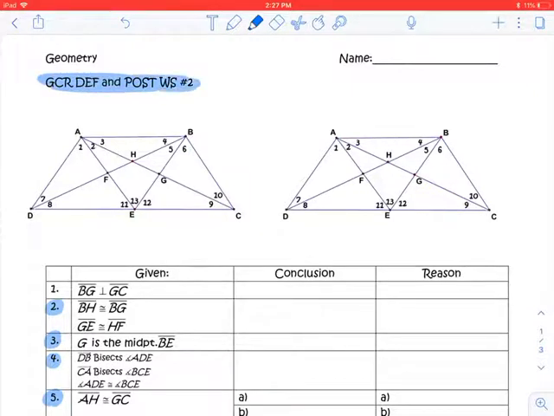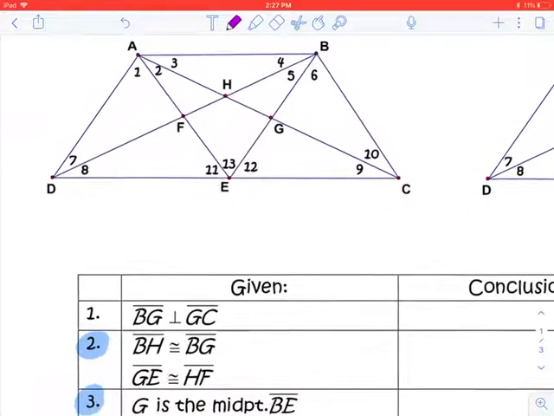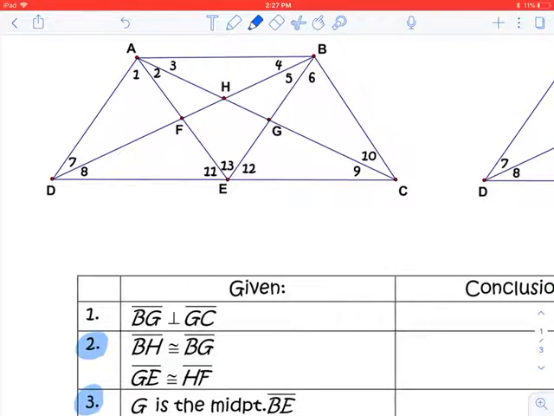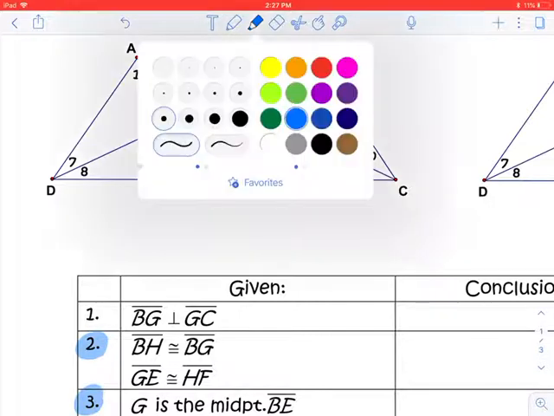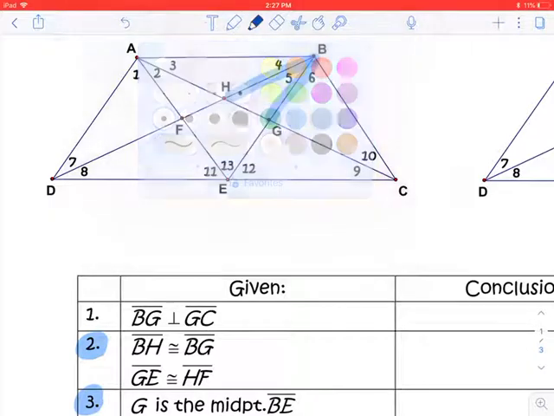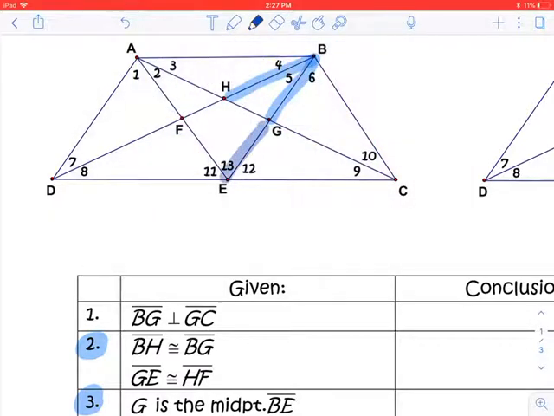You might be using a definition as your reason, you might be using a postulate as your reason. It just kind of depends on the problem, okay? So for number 2, again, just kind of got to read carefully and maybe label your picture. In this case, it says BH is congruent to BG. And then it also says GE is congruent to HF.